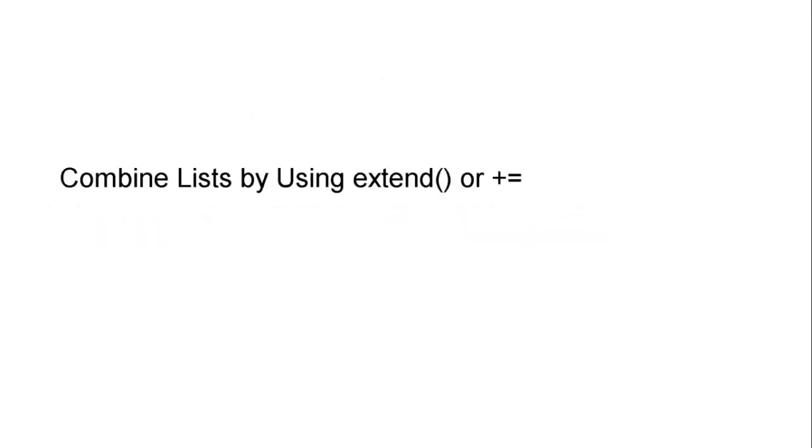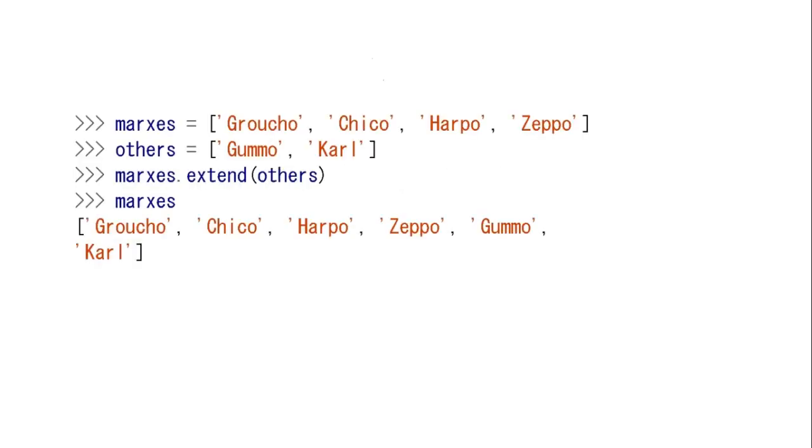Combine lists by using extend or plus equals. You can merge one list into another by using extend. Suppose that a well-meaning person gave us a new list of Marxes called others, and we would like to merge them into the main marxes list. Alternatively, you can use plus equals.